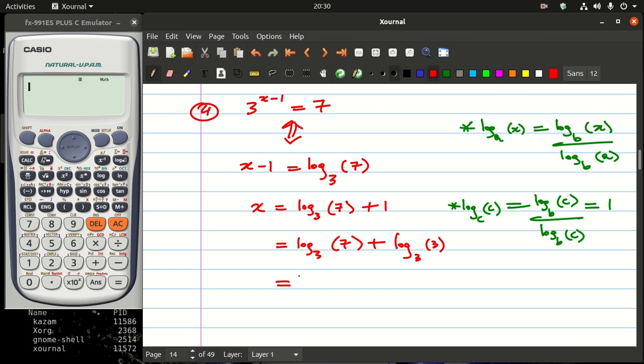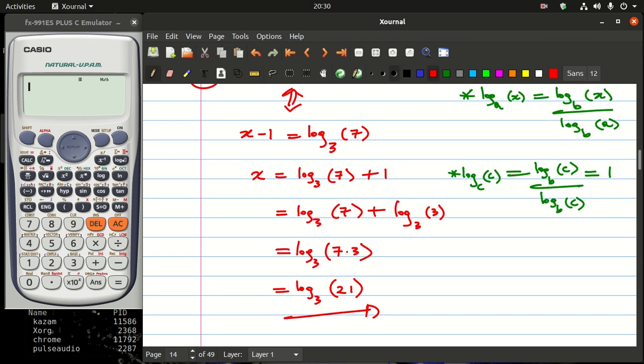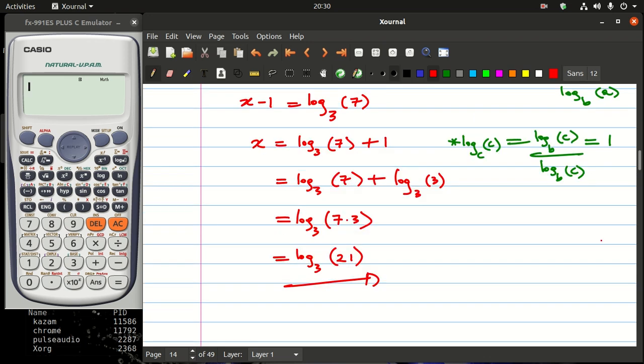So here I will have log base 3, and whenever I have a plus, it means what is inside and what is inside can be multiplied. So I will have 7 times 3, which is the same as log base 3 of 21. That should be the final answer, since you don't have a calculator. Whether you stop here or write it cleaner like this, you should be good to go. So that's what this is all about.